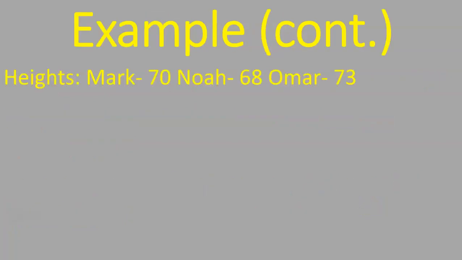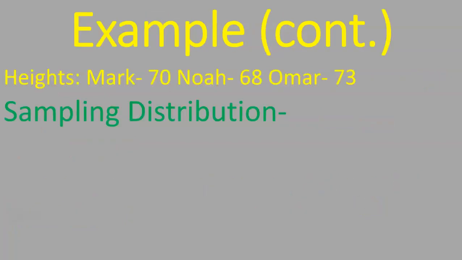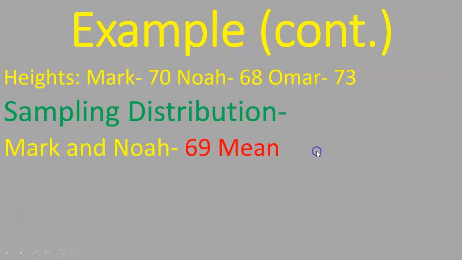Now this best illustrates a sampling distribution. So again, there's the same 3 heights. A sampling distribution would be if I take multiple samples. It doesn't have to be every possible sampling, but let's take, in this case, since it's such a small set, every possible subset of 2. So Mark and Noah, that would be 69 mean. We look at means here.